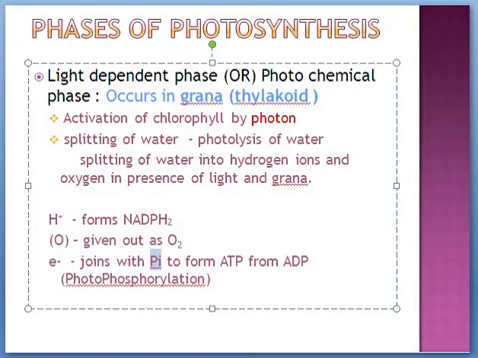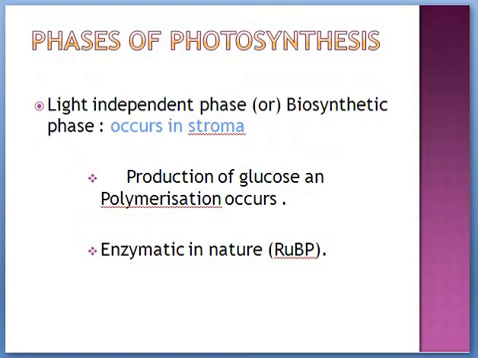What is the second phase of photosynthesis? This is the first phase of photosynthesis, light reaction. The second phase of photosynthesis is known as light independent phase. Read it carefully. Light independent phase. That means it's free from light. We can otherwise call this the dark phase. The first one is light phase, this is dark phase. But in case of dark phase, people used to think it's happening only during dark, but it's not like that.